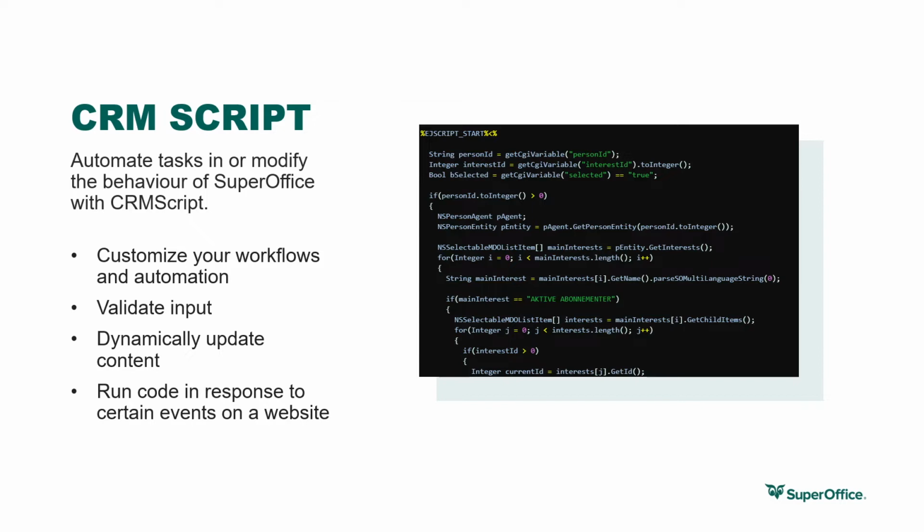You can also dynamically update content. You can, for example, change the available items in a drop-down menu based on what the user has already selected in another field. And we can run code in response to certain events on a website. For example, what should happen when a new ticket is registered or a sale is confirmed. For example, here we can create a sales opportunity when a lead fills out a form on the website.